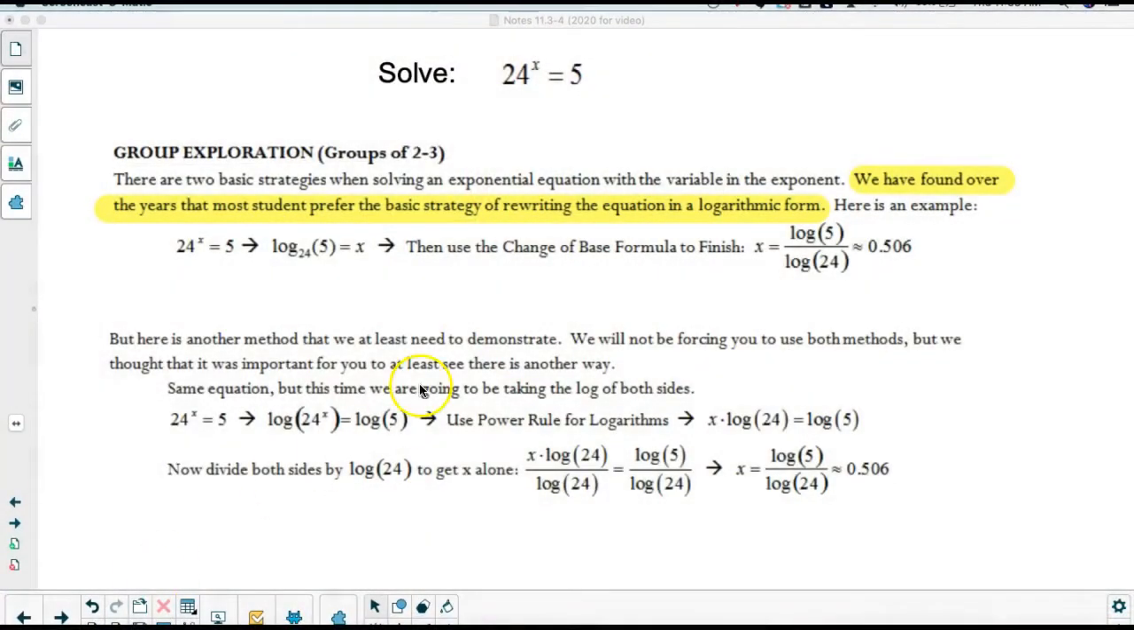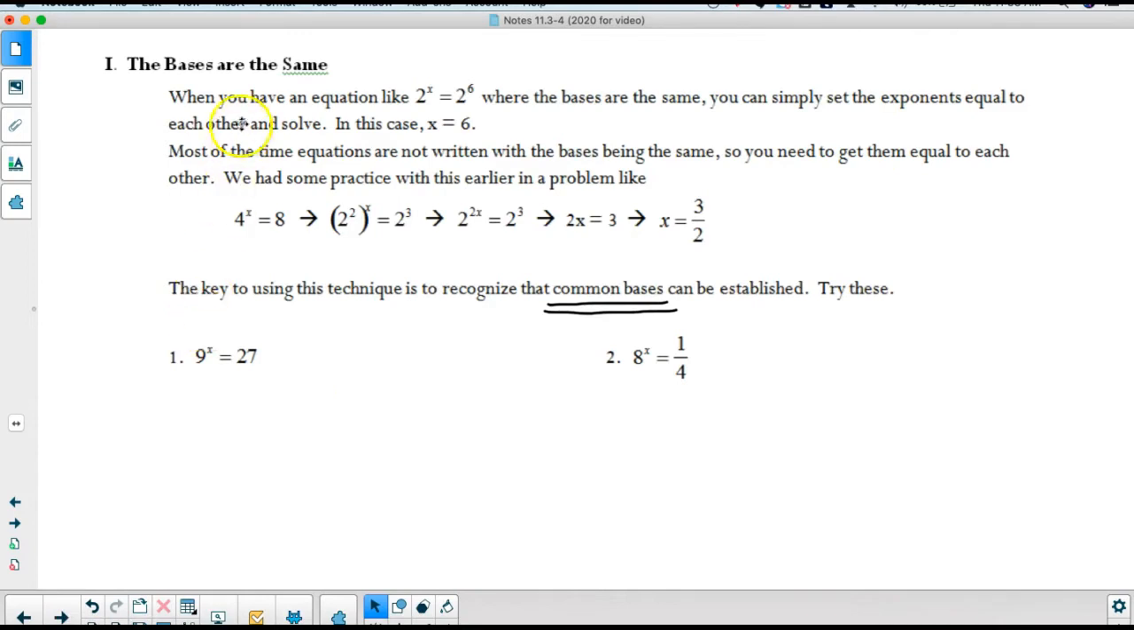And we're going to move to our next page. Our next page is, how do we solve an equation when the bases are the same? A lot of times this is just getting the bases to match. Getting common bases can be established. Many times it is not established.